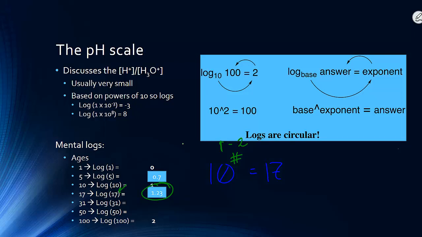If we took the log of, say, your parents' age of 31, again, we could probably say it's going to be between 1 and 2, but it's got to be higher than 1.23, because 1.23 was 17, so it's 1.5.